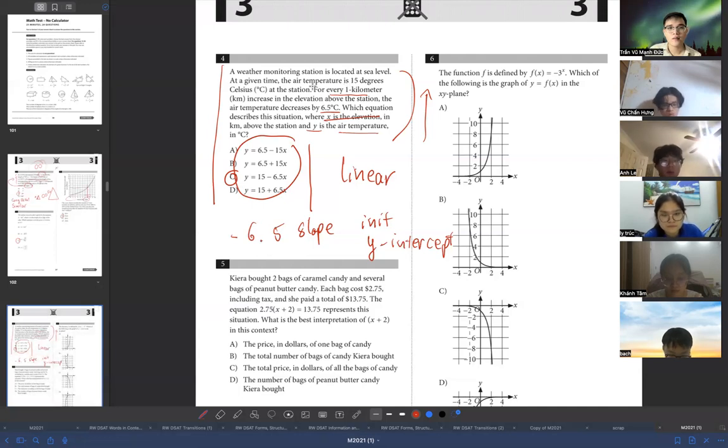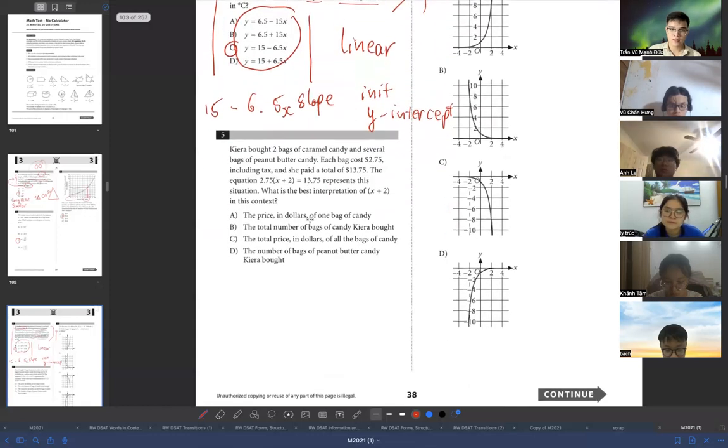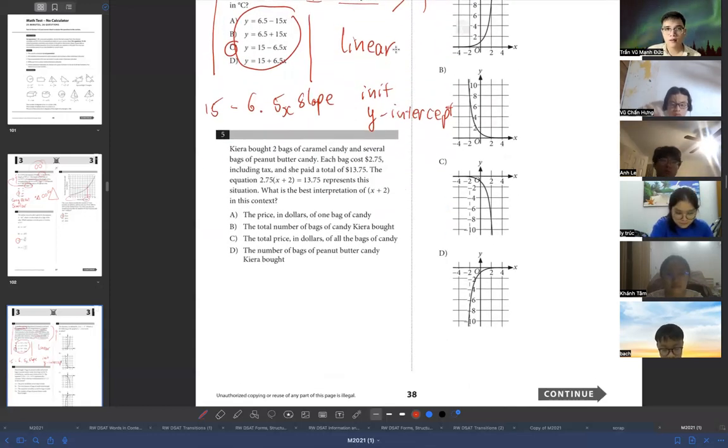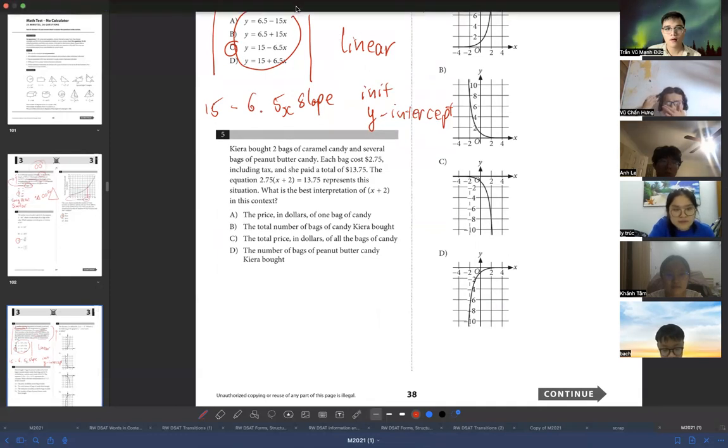And at a given time means at the beginning. At the beginning, the air temperature is 15 degrees Celsius. So it's 15 minus 6.5x, right? That is D. Okay, B.